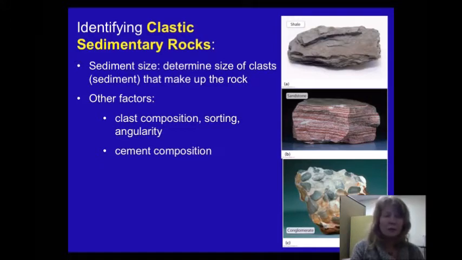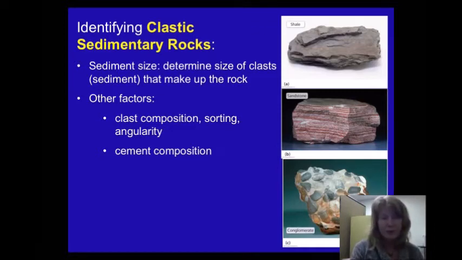And other things you might need to look at are sorting, like how uniform in size the sediment is, and things like angularity or roundness of the particles. So keep in mind that when you're looking at these factors concerning the clast, you're not looking at the rock as a whole, like the shape of the rock. You're looking at the shape, composition, and sorting of the sediment that makes up the rock.